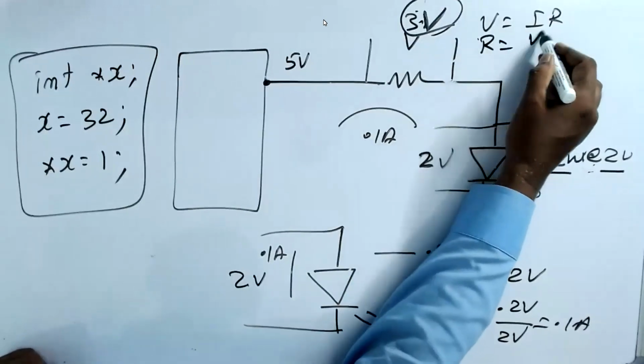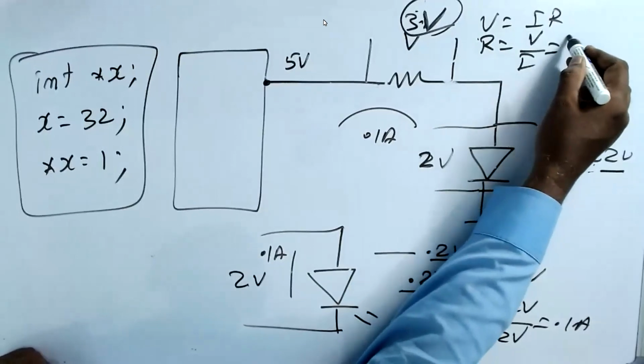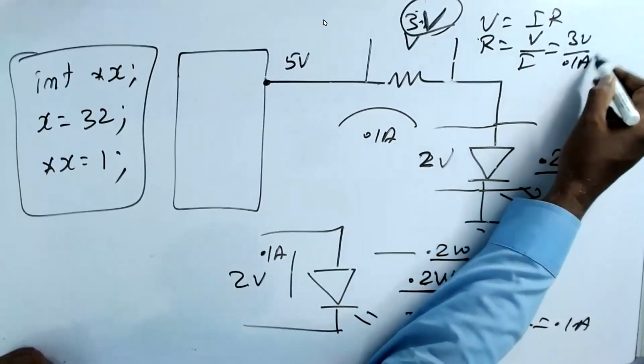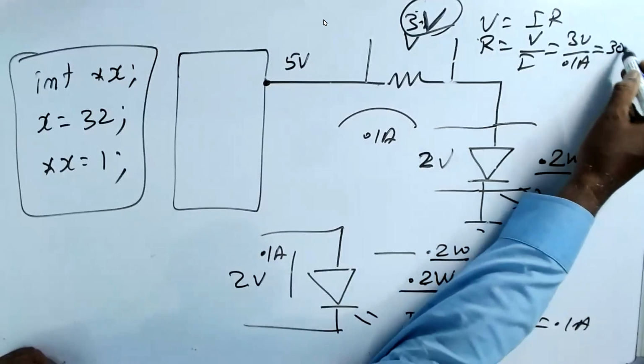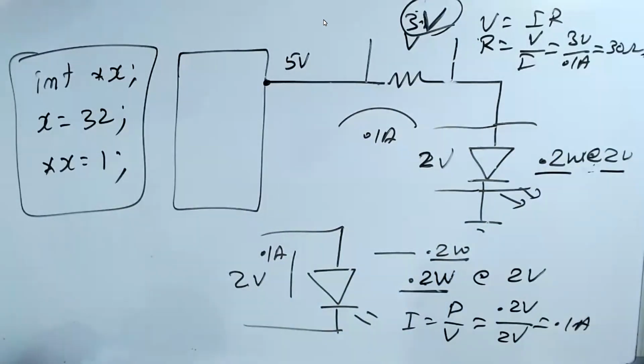R is equal to V by I, which is equal to 3 volts divided by 0.1 ampere, which is equal to 30 ohm. Sorry, I am blocking. It is 30 ohm. Is it clear?